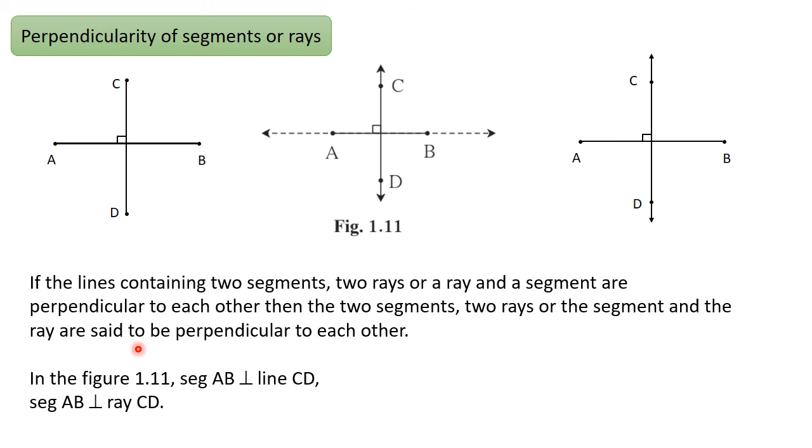And how do we write the perpendicular sign? In figure 1.1, you can see segment AB. This segment AB is perpendicular, this is the sign of perpendicular, to line CD. Or we can also write segment AB perpendicular to ray CD. In the first case you can also write segment AB perpendicular to segment CD. Whatever case you have, you have to remember the perpendicular sign. That is important.